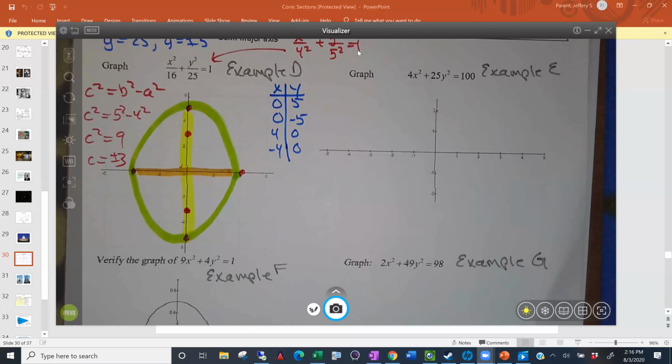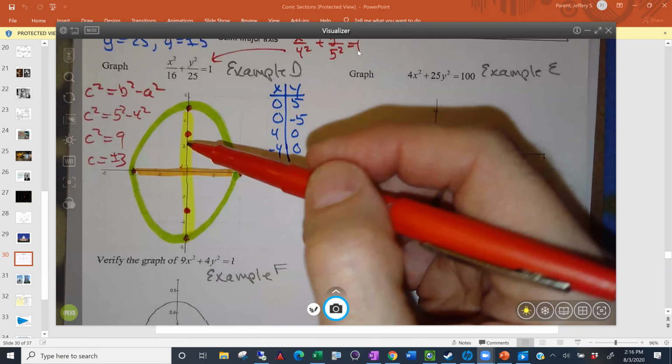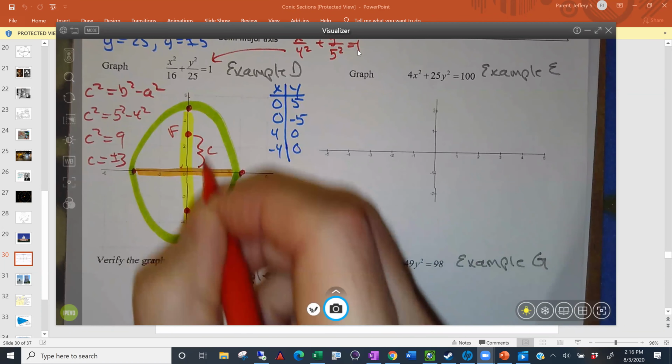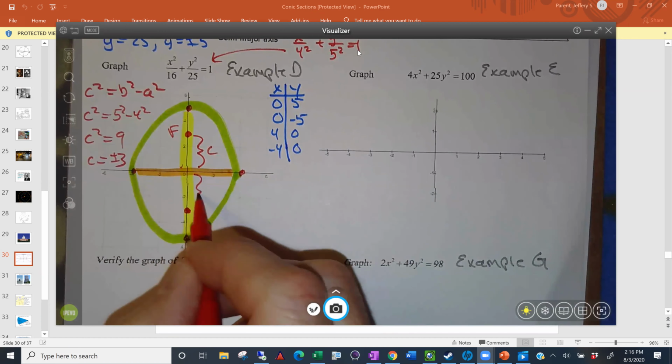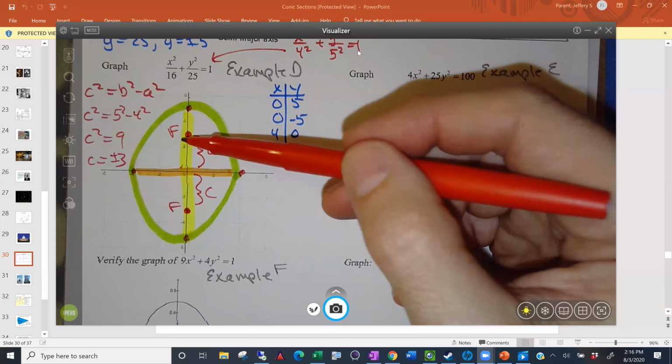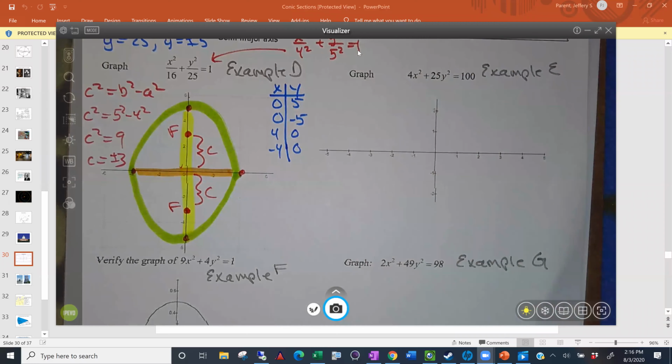What exactly is c? c is this distance here that helps you find the focus. I see. Okay. So I've got two foci in my ellipse, and those points are right here and here. So do ellipses always have two focuses? Yes. Okay. So parabolas only have one, hyperbolas will have two.